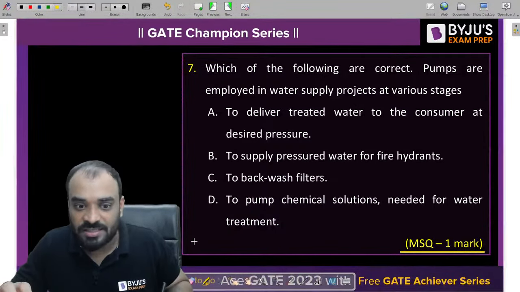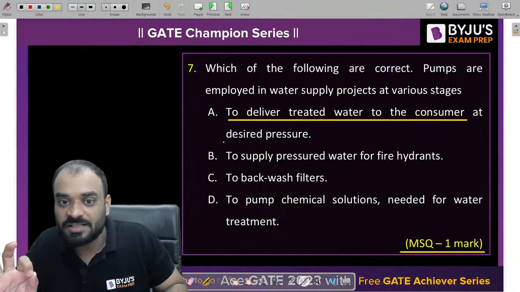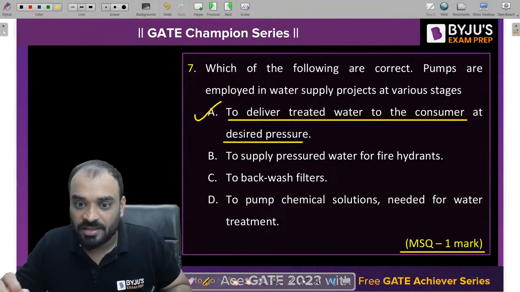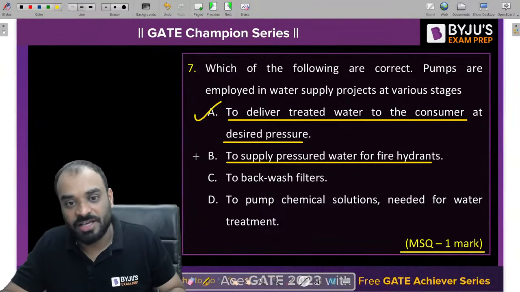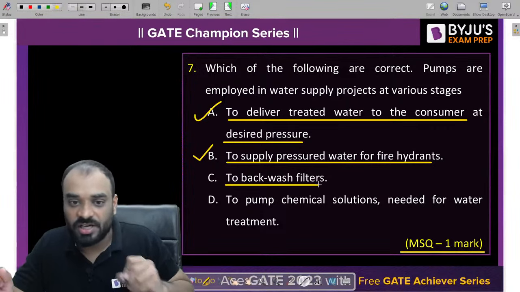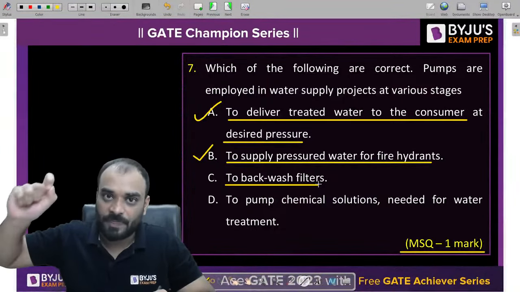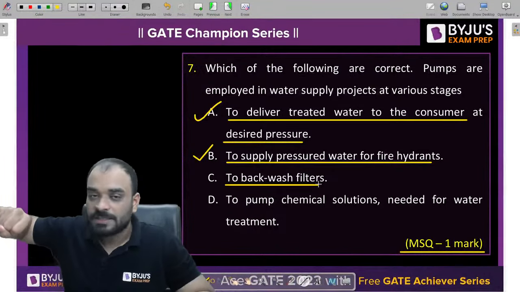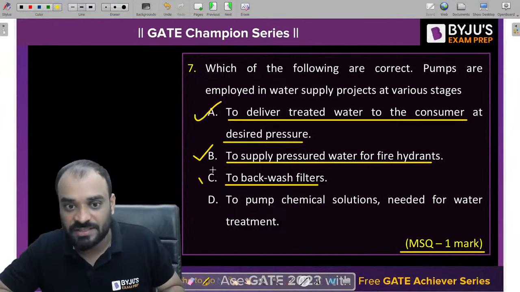Now let's understand this statement, guys. To deliver the treated water to the consumer at the desired pressure. In that particular case also we can use the pump, right? The next one is to supply the pressure water for the fire hydrant. Again, you need to use the pump, right? To backwash the filter. Now you remember, guys, when we are backwashing our rapid sand filter, in that particular case I need to supply the water in a pressure form. So again, I need to use the pump. So that's why C is also correct.